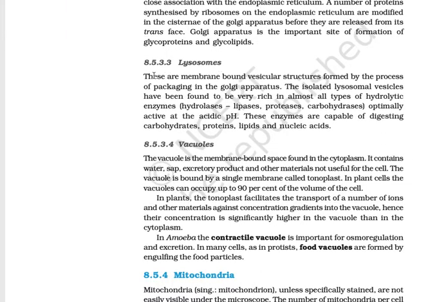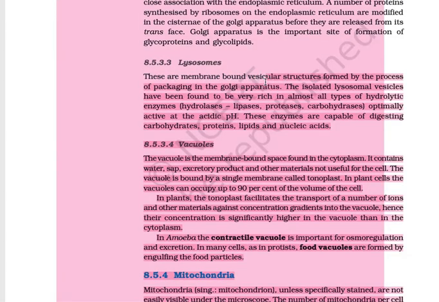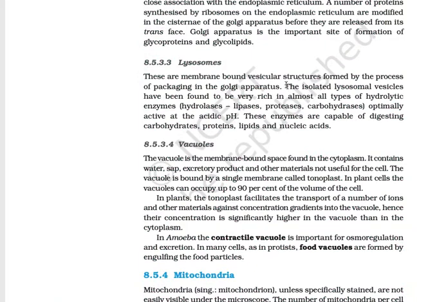Lysosomes. These are membrane-bound vesicular structures formed by the process of packaging in the Golgi apparatus. The isolated lysosomal vesicles have been found to be very rich in almost all types of hydrolytic enzymes: hydrolases, lipases, proteases, carbohydrases, optimally active at the acidic pH. These enzymes are capable of digesting carbohydrates, proteins, lipids, and nucleic acids.